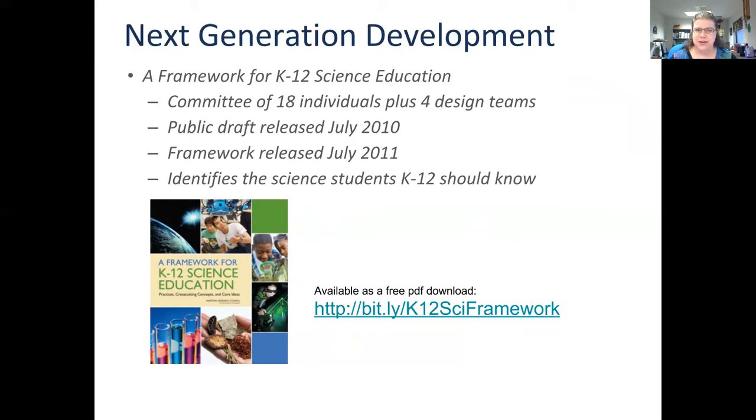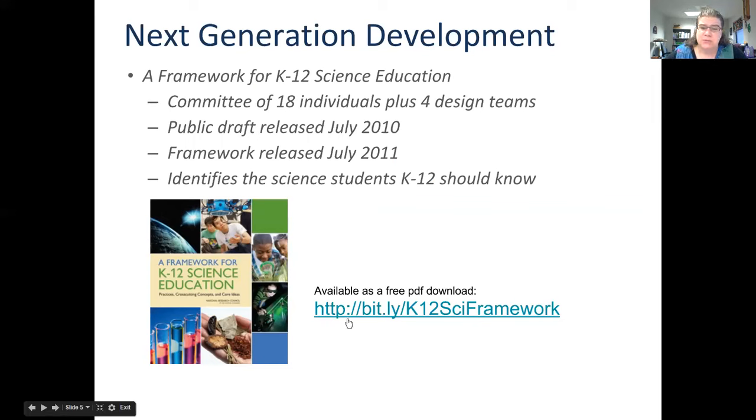This book identifies the science that all students in K-12 should know. So it covers the cross-cutting concepts idea, the practices idea, and then the content itself and what students should know as they go forth in their science education. And this is information that students should know for college readiness, career readiness, and just to be a citizen of the United States. The book is available as a free download.